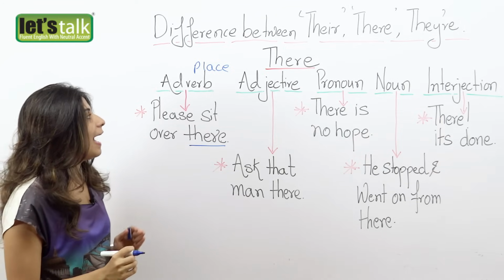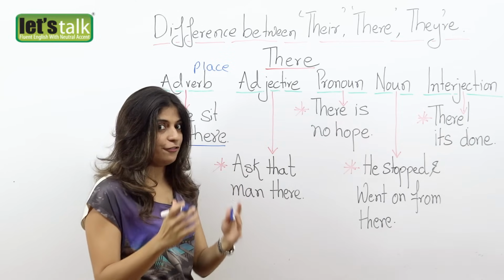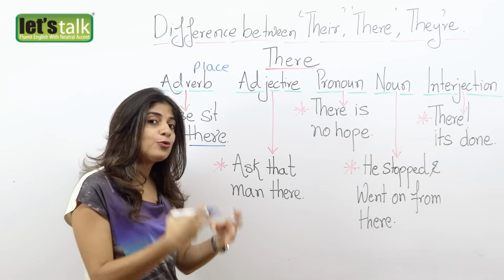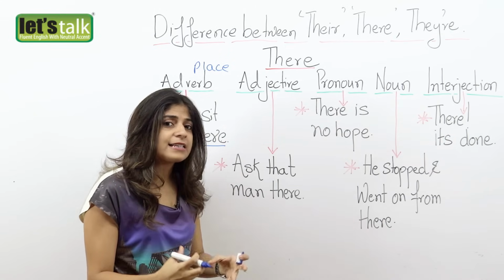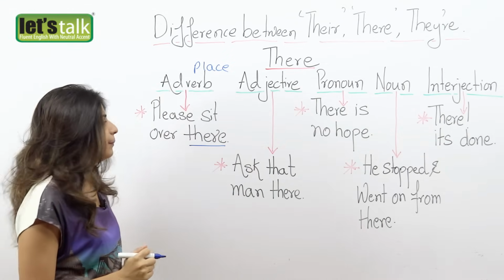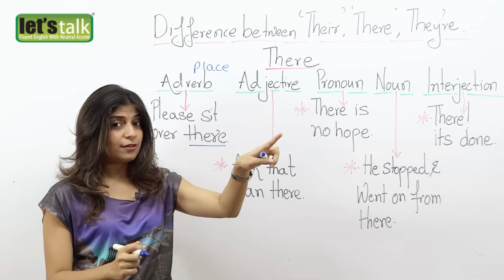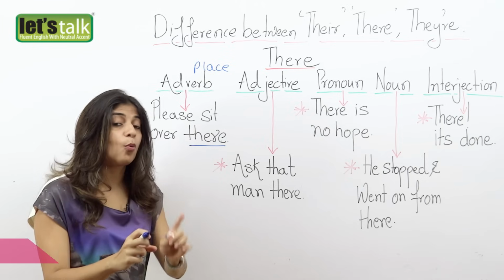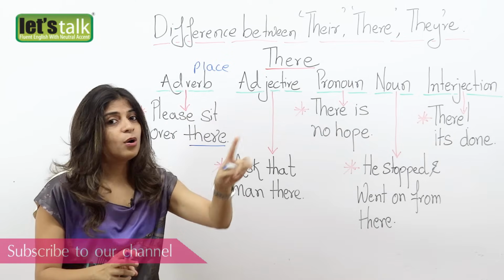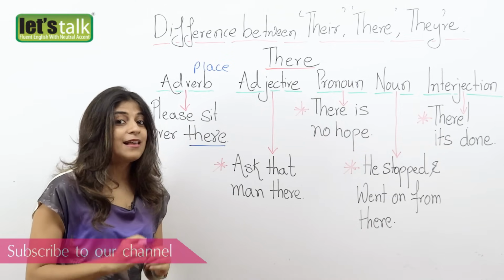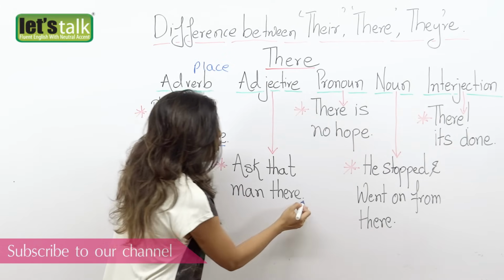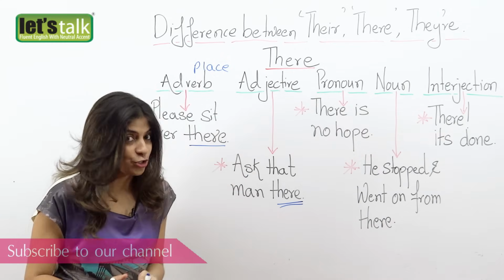Now let's have a look at there as an adjective. Now when there is used as an adjective, it is used to emphasize which person. Let's see an example here. Ask that man there. So here you are emphasizing which person. Ask that man there. Or that person there will tell you the directions. Okay, so here you are emphasizing which person. Therefore, the word there acts as an adjective.